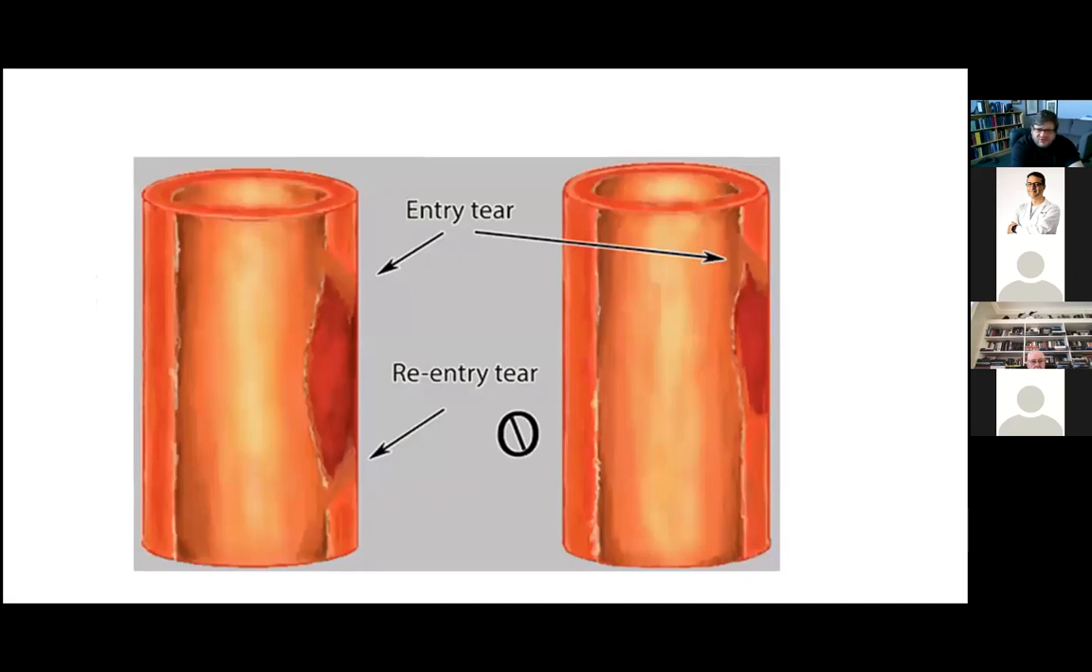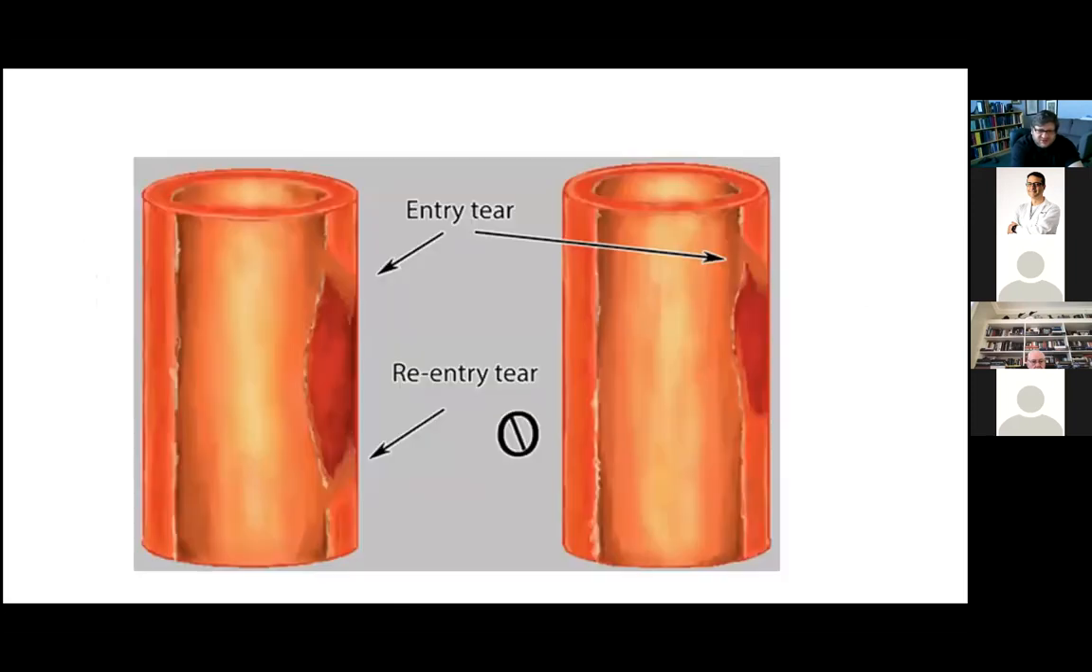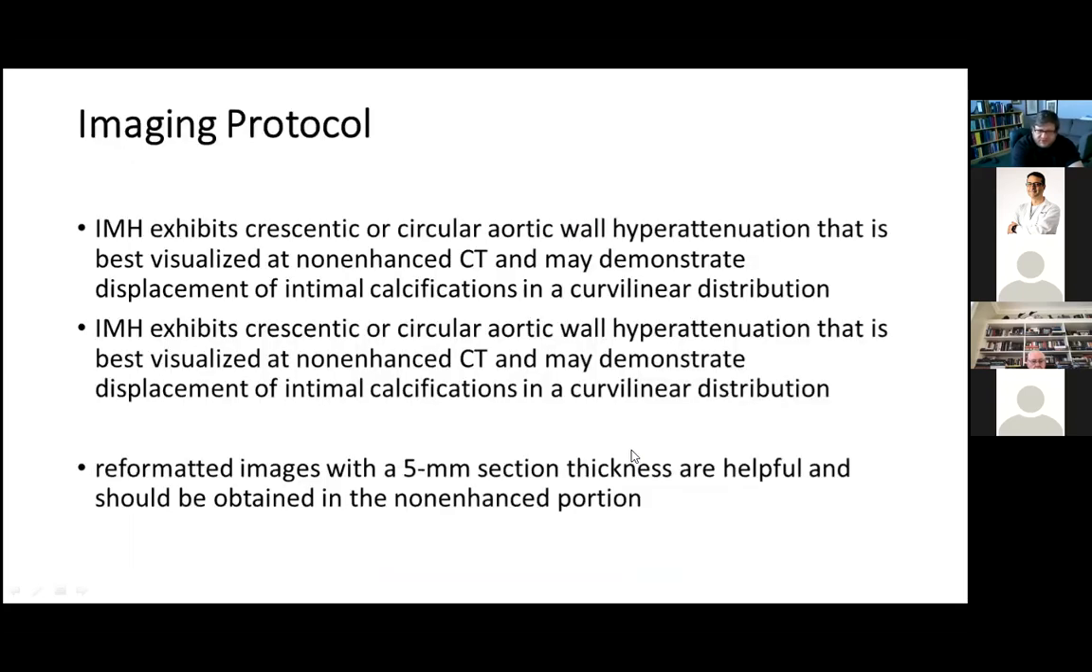I won't go through all this, but again, some prevailing thoughts is that distinction can be made, on the left with dissection, where you have an entry tear and a re-entry tear further downstream, versus IMH, where you simply have an entry tear resulting in blood propagating in the medial layer without re-entering at a more distal point.